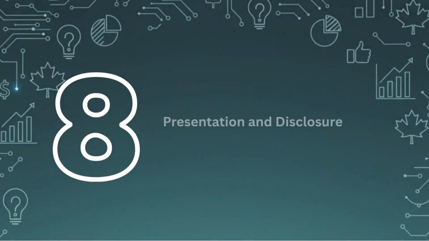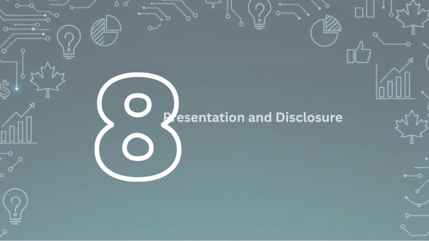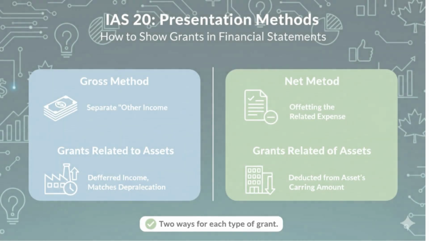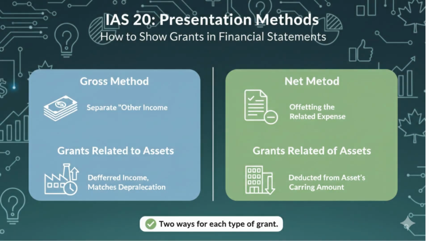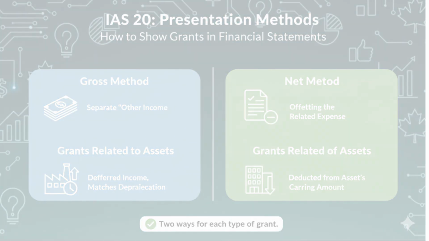All right, let's wrap this up by looking at presentation and disclosure. Grants related to income can be shown in two ways: gross method as separate other income, net method offsetting the related expense. Grants related to assets can also be shown in two ways: gross method as deferred income, released to match depreciation. Net method, deducted from the asset's carrying amount.